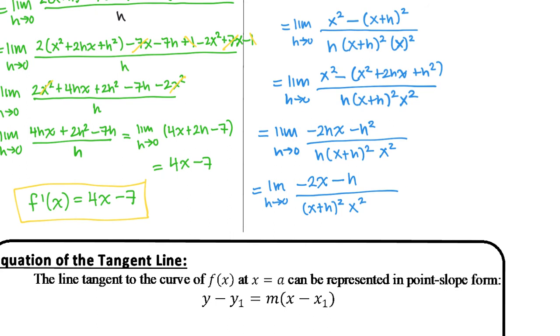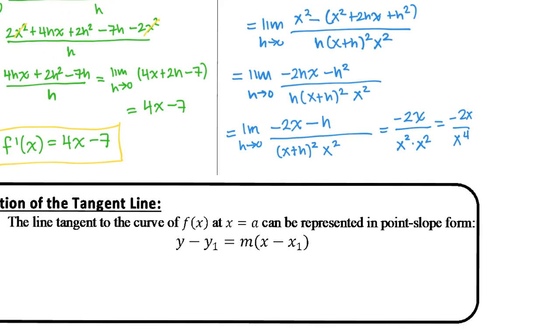If I plug in 0, I have negative 2x minus 0, which is just negative 2x. If I plug in 0 on the bottom, I have (x plus 0) squared, which is just x squared, times x squared, which is negative 2x over x to the 4th, which I'm going to simplify in the tiny space at the bottom. So dy/dx is going to be negative 2 over x to the third.